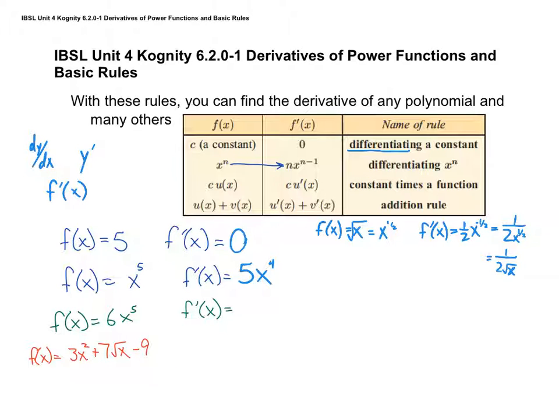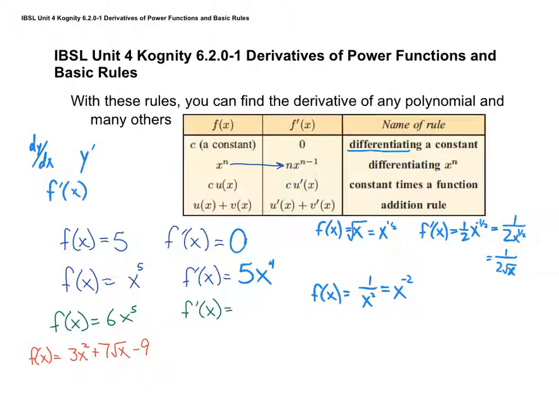Another one would be a function like this. Let's say we have f of x equals 1 over x squared. How would I rewrite 1 over x squared as x to a power? X to the -2. There we go, Adam. X to the -2. Okay?